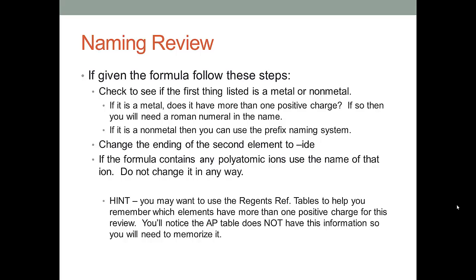The first thing you want to do is check to see if the first thing listed in your formula is a metal or a nonmetal. If it's a metal, does it have more than one positive charge? If it does, then you're going to need a Roman numeral in the name to indicate which charge it is using. If it is a nonmetal, then you can use the prefix naming system.